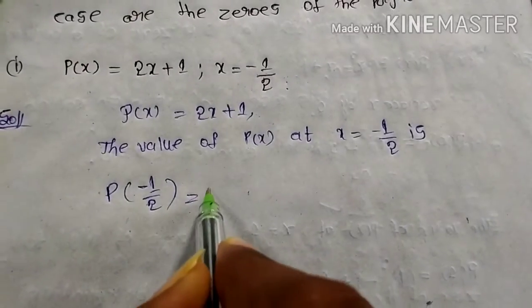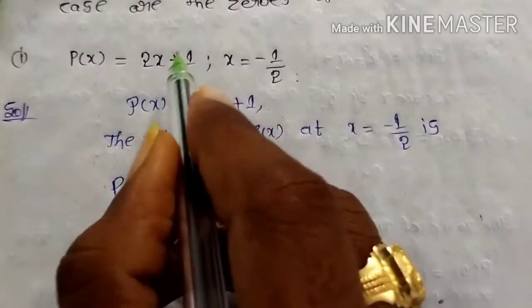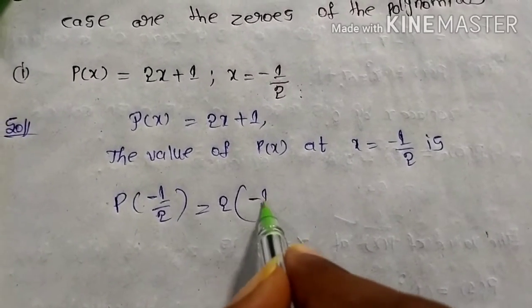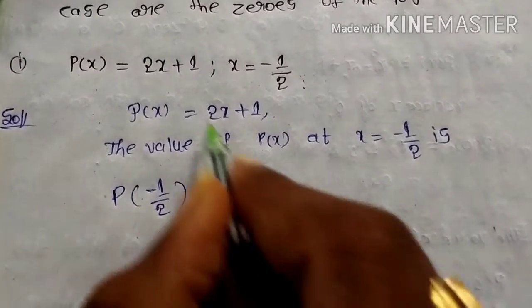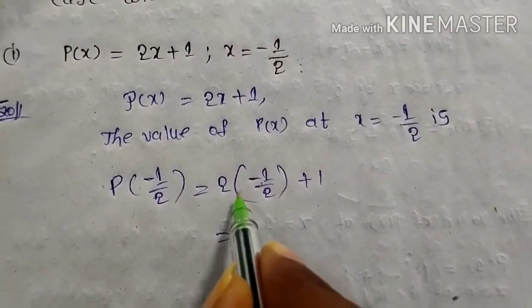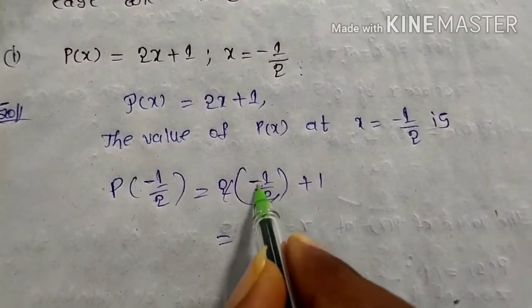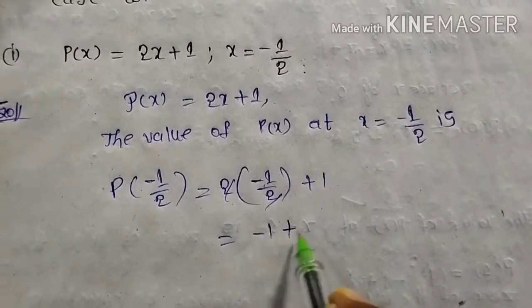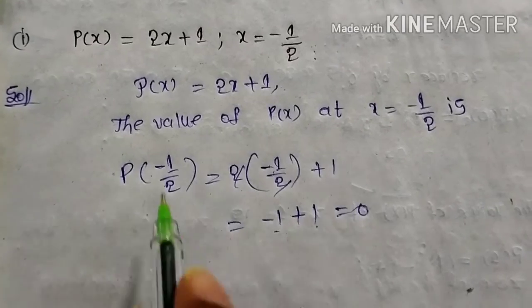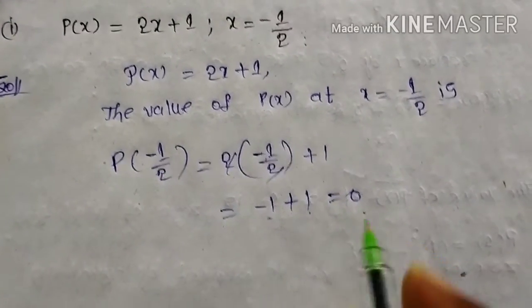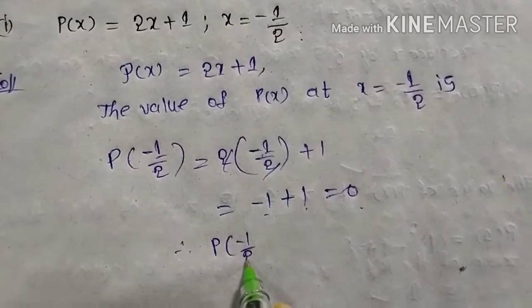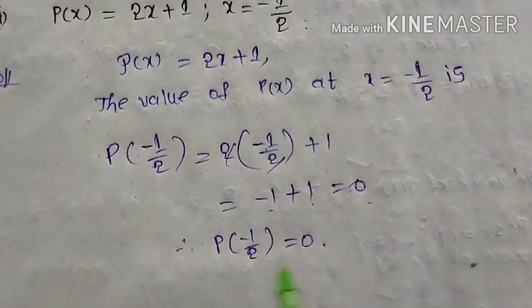Once you can see here the value of p of x at x is equal to minus 1 by 2 means that I am writing here, see, p of minus 1 by 2. Yes or no? Wherever x is there, it's 2x plus 1. That means you can write 2 into x value, which is minus 1 by 2, plus 1. In next step, 2 cancel. It will get minus 1. Minus 1 plus 1 is equal to how much? 0 or not? That means here p of minus 1 by 2 is equal to 0 or not? Therefore you can write here p of minus 1 by 2 is equal to 0.